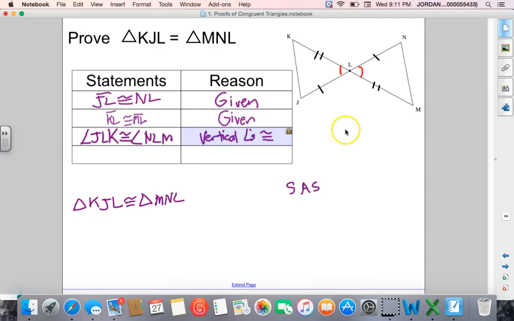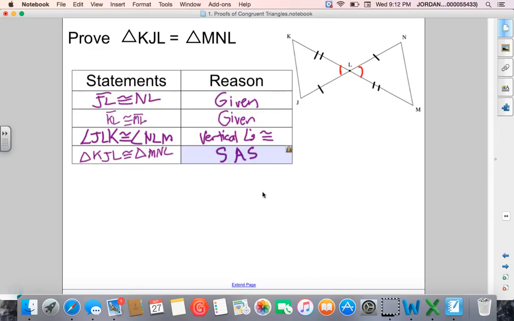Then the last thing is we can see side angle side. So our statement right here is that triangle KJL is congruent to triangle MNL. One thing we also know is that we always start off with the givens, and our last statement is always the thing we're trying to prove. They want us to prove this, so that is always going to be our last statement. The way we know they're congruent is side angle side, so we'd say our last reason is side angle side.